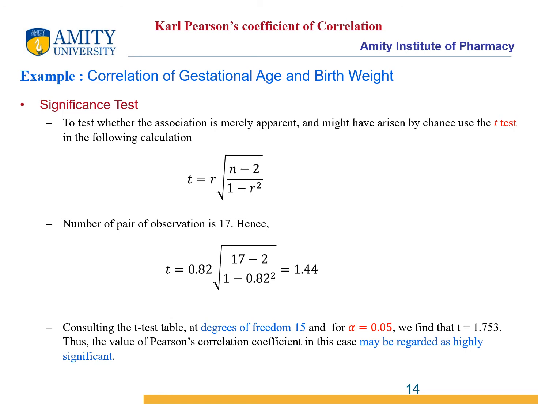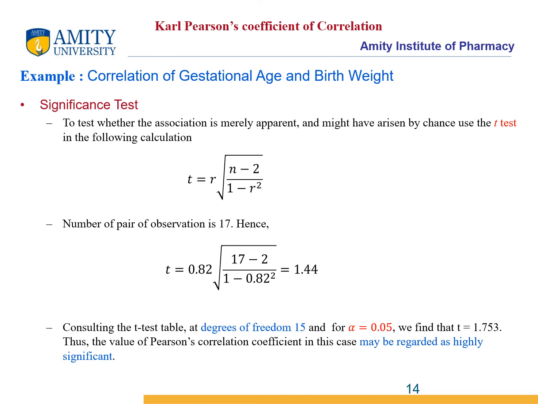Now we are going to see whether the calculated value of the Karl Pearson coefficient, which we calculated in the previous slide, is significant or not. For confirming that, we are going to perform a different test, known as the significance test. As it says, to test whether the association is merely apparent and might have arisen by chance, use the t-test in the following calculation.